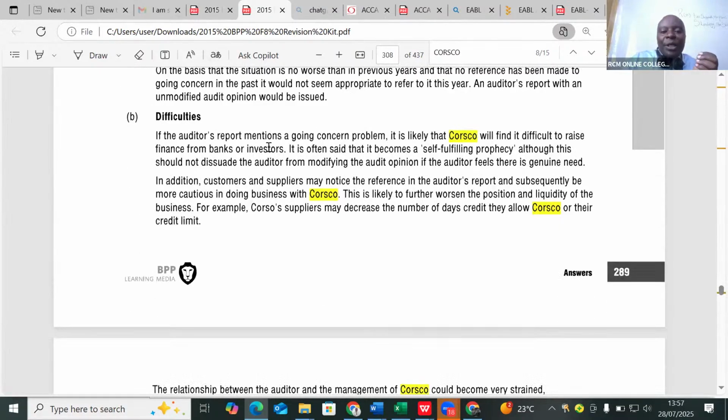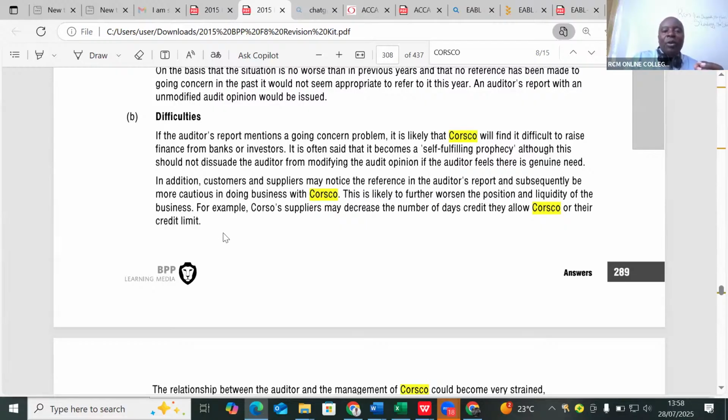If the auditor's report mentions a going concern problem, it's likely that EHCo will find it difficult to raise finance from banks or investors. It is often said that it becomes a self-fulfilling prophecy, although this should not dissuade the auditor from modifying the audit opinion if the auditor feels that there is a genuine need. In addition, customers and suppliers may notice the reference in the auditor's report and subsequently be more cautious in doing business with EHCo. This is likely to further worsen the position and liquidity of the business.